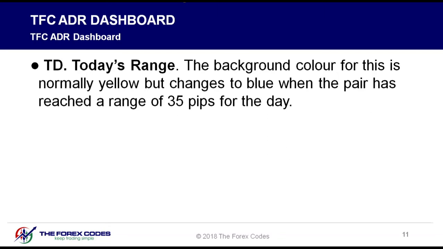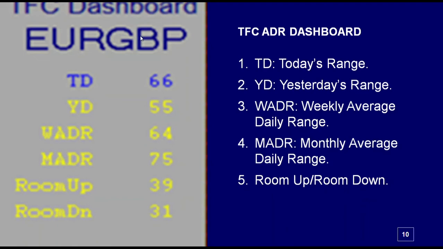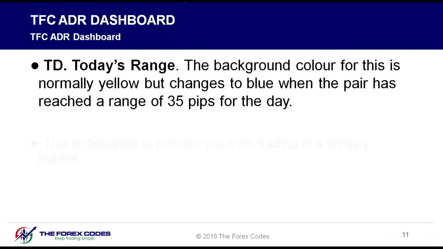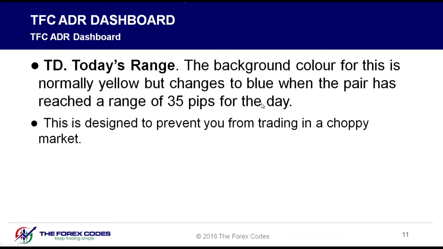Then I don't get into any sideways trading. But the TD point will change to blue, like here. If that's under 35, that's yellow, but it turns to blue when it gets greater than 35. Okay? This is designed to prevent you from trading in a choppy market, the 35. But obviously, let's use a bit of common sense. If you're looking at a currency pair that only has an average daily range of 50, then forget the 35 pip rule.